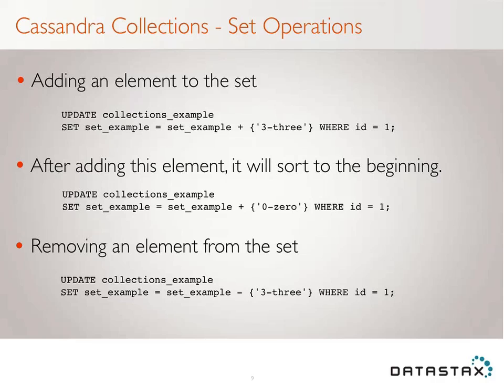Now, removing an element is pretty easy. It's just set example minus and then the name of the element in the set. And that is random, so you can do any element inside that set, and it's great. You don't have to pull out the whole thing. That's really what we're trying to avoid, extracting the entire collection, manipulating it in your own code, and pushing it back in, so that'd be a read and then a write. We don't want to do that.